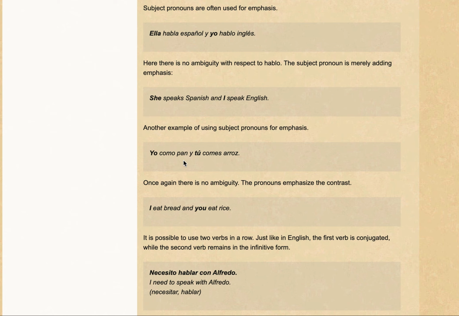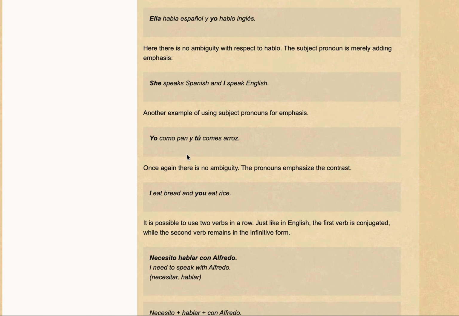Another example of using subject pronouns for emphasis would be yo como pan y tú comes arroz. Once again, there is no ambiguity. The pronouns emphasize the contrast. I eat bread and you eat rice.